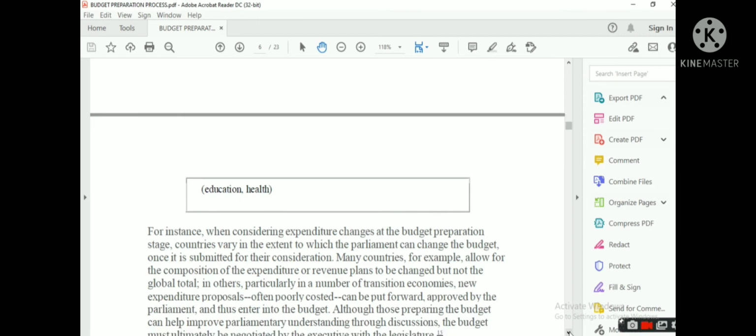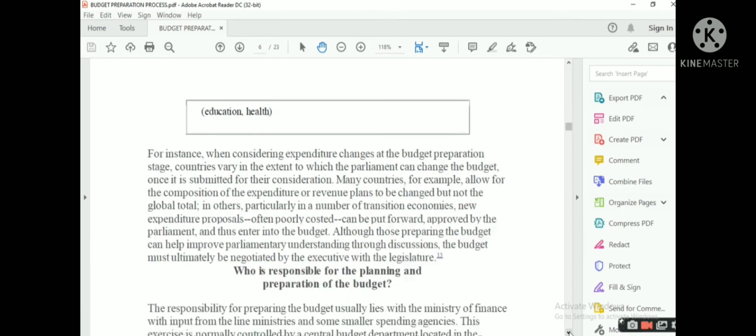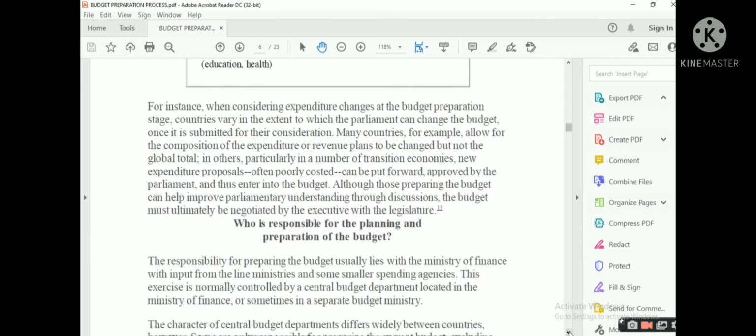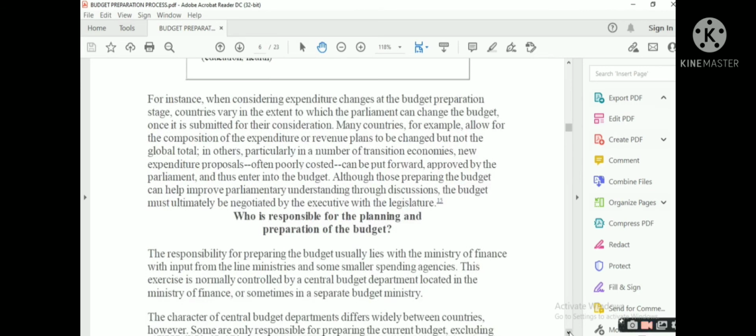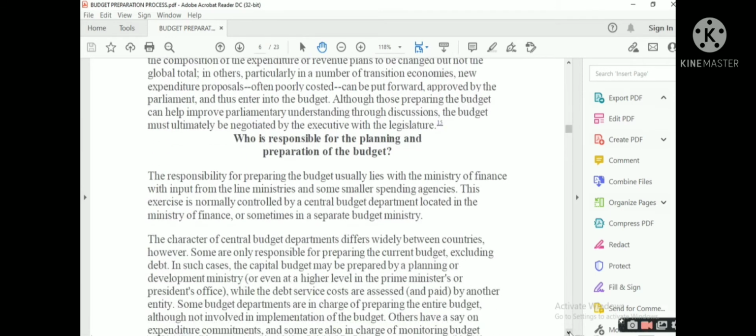How are activities funded? Revenue accounts, borrowed resources, extrabudgetary mechanisms, multiple funds, contingency funds, special funds, any legislative limits on expenditure, deficit, borrowing, carryover of spending authority to next year, any earmarking, special or hypothecated funds, constitutional or legal commitments on specific public services, education, health, for instance, when considering expenditure changes at the budget preparation stage.